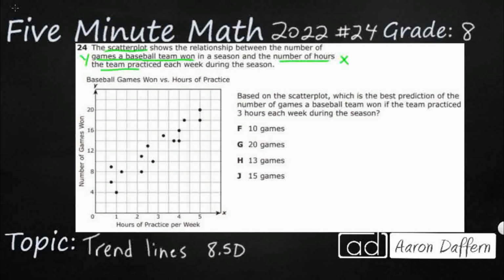So based on the scatter plot, what's the best prediction of the number of games a baseball team wins if they practice 3 hours a week? So we're practicing 3 hours a week, which means we're looking for something on our x-axis. So that's going to be important. A prediction means we don't need the exact answer.